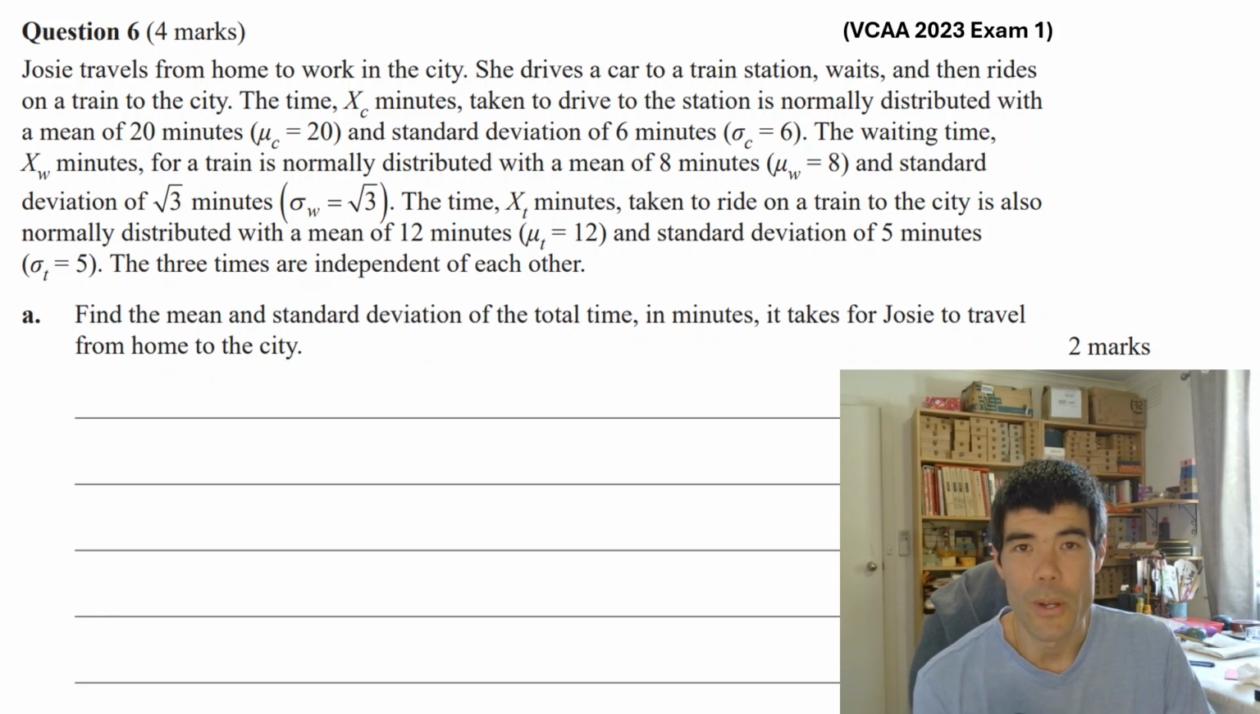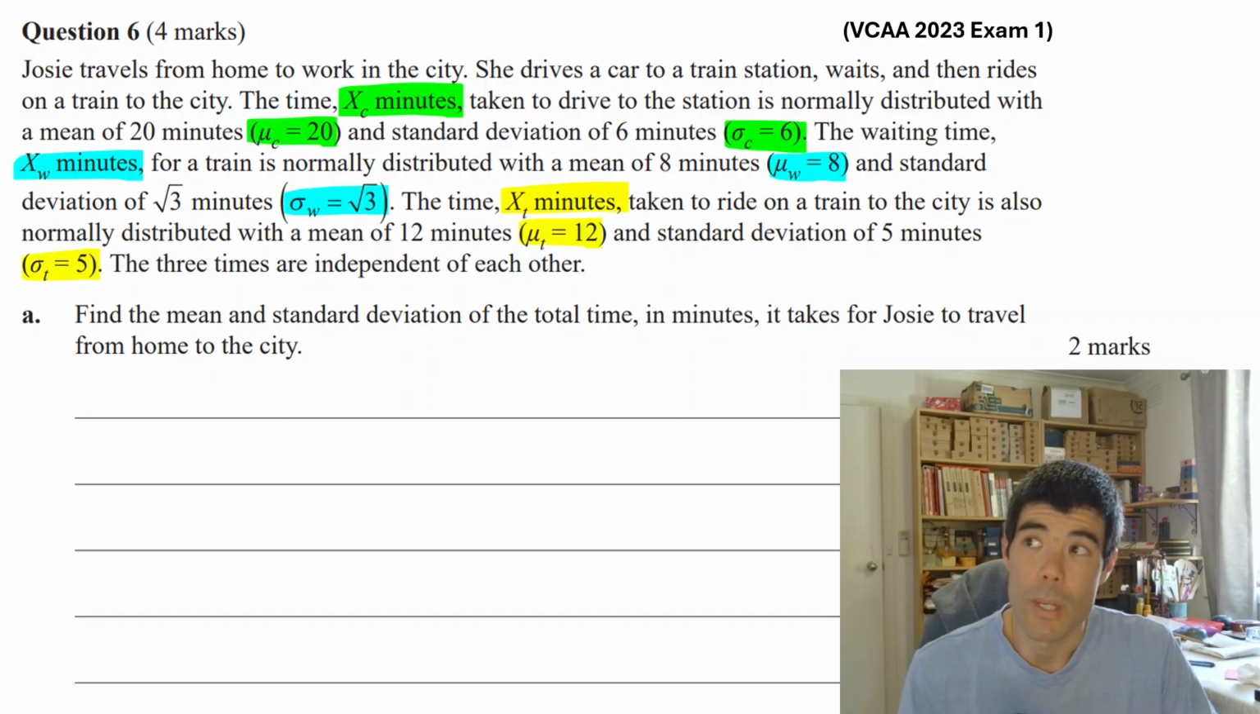Okay, so now let's go back to this question from 2023 exam 1. You can pause the video and read it yourself. It's quite long, but the key is we have 3 random variables, and we're given the mean and standard deviation. We're interested in the total, so the sum of those 3.